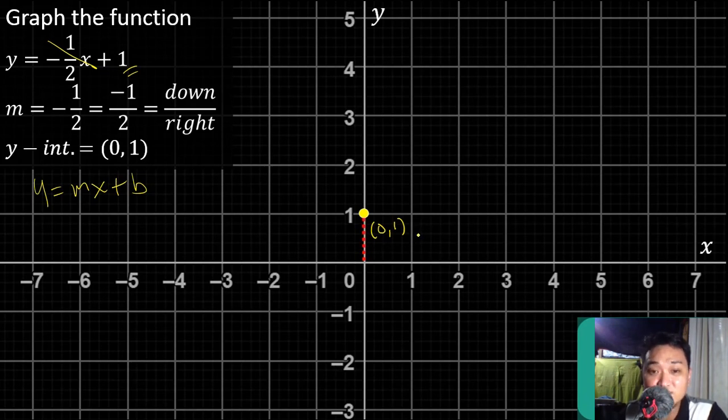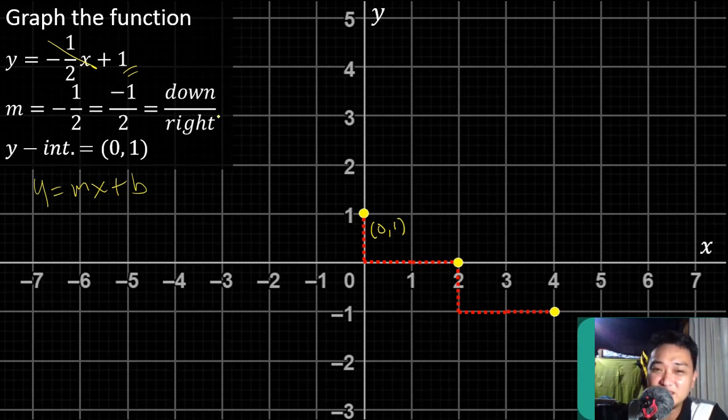1 down, 2 right. Sorry po, right pala. So 1 down, 2 right. Ganun po. And then we could locate the next point. Now, just repeating the process, 1 down, 2 right. 1 down, then 2 right. Then you have the second or the third point.